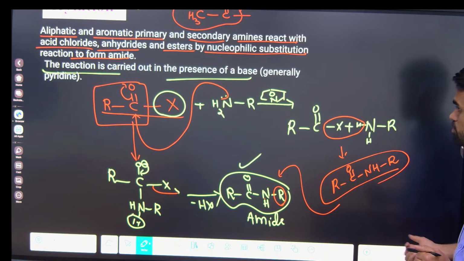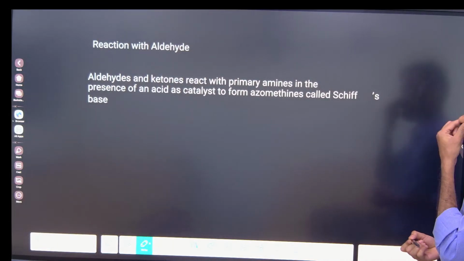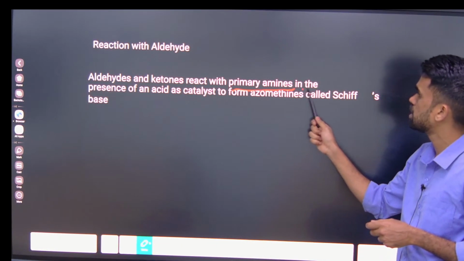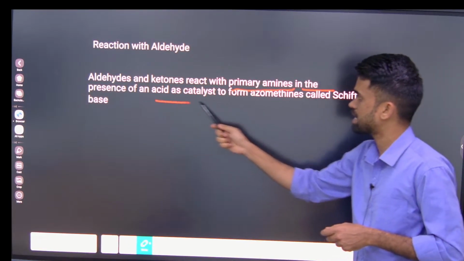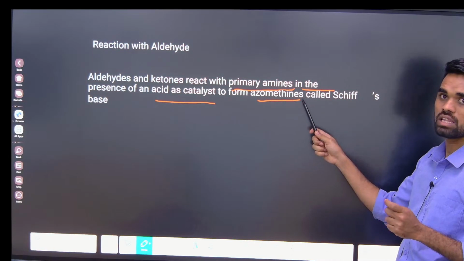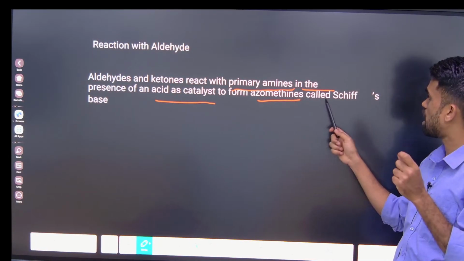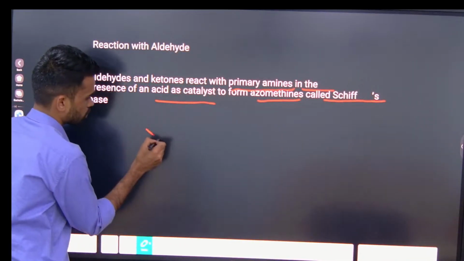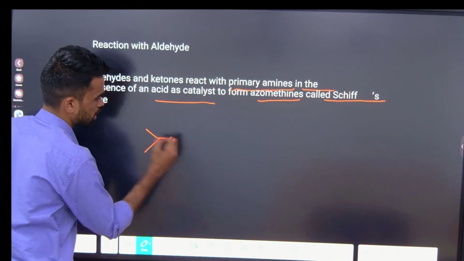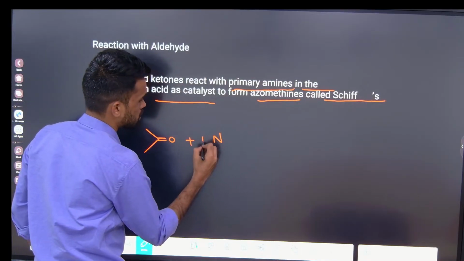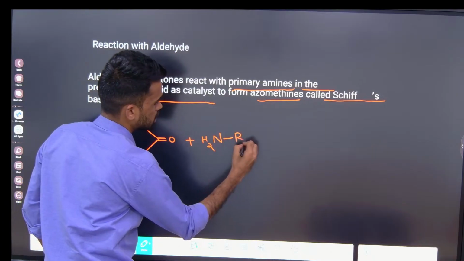Okay, that's it. Next, reaction with aldehydes. See, aldehydes and ketones react with primary amines in the presence of acid as a catalyst to form azomethines, or we can call them imines, which are also called Schiff's bases. I will show you. This is a ketone or aldehyde, you can say carbonyl compound. We are treating this with amines. Let us say this is a primary amine.